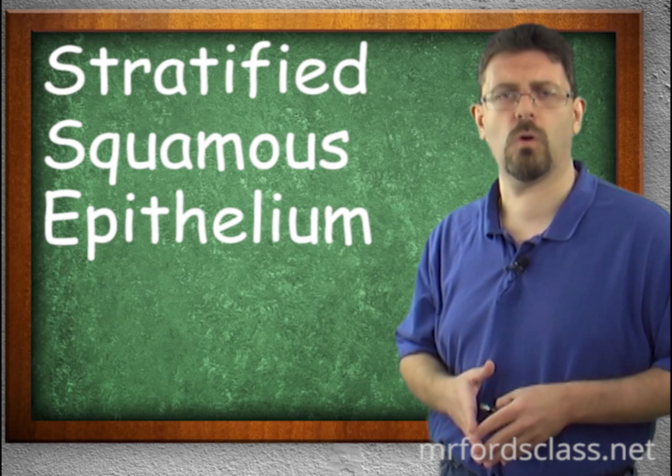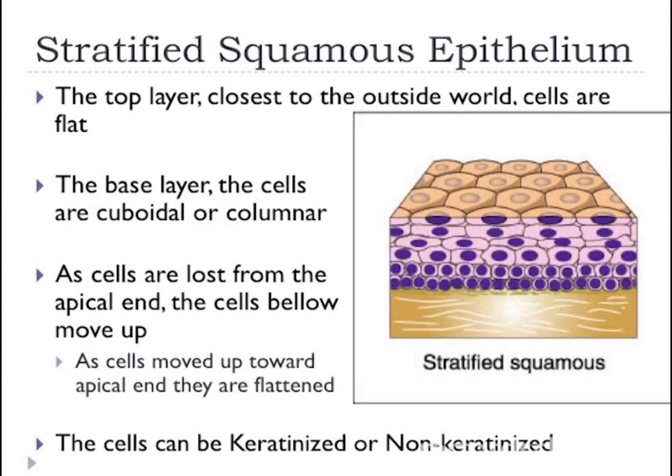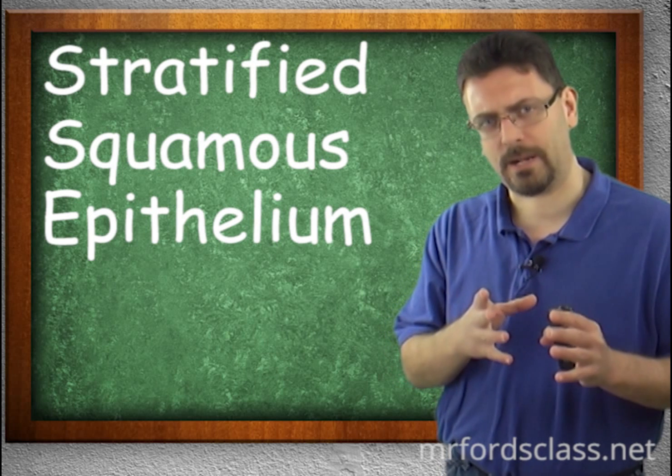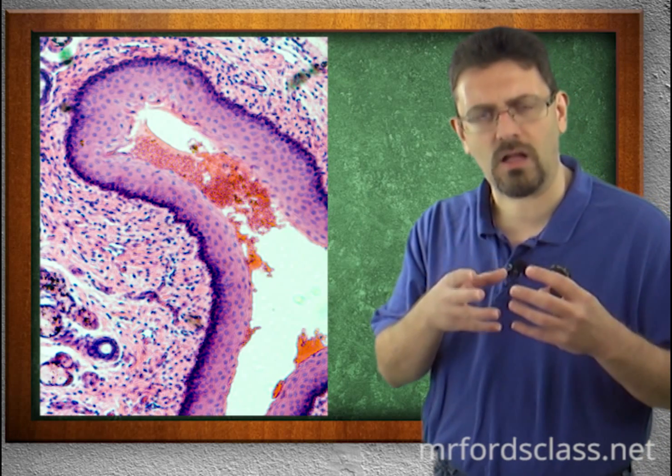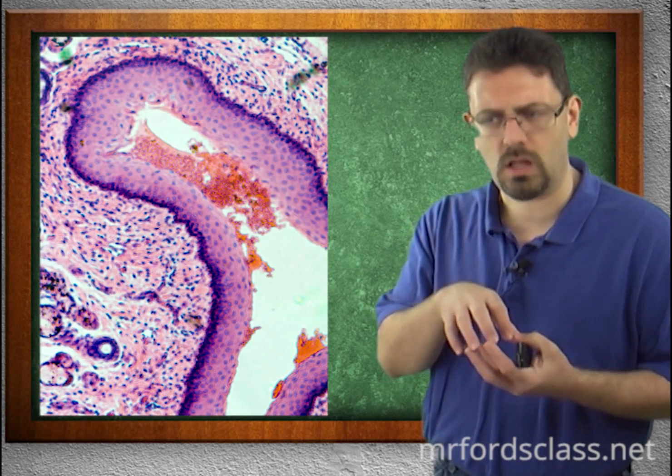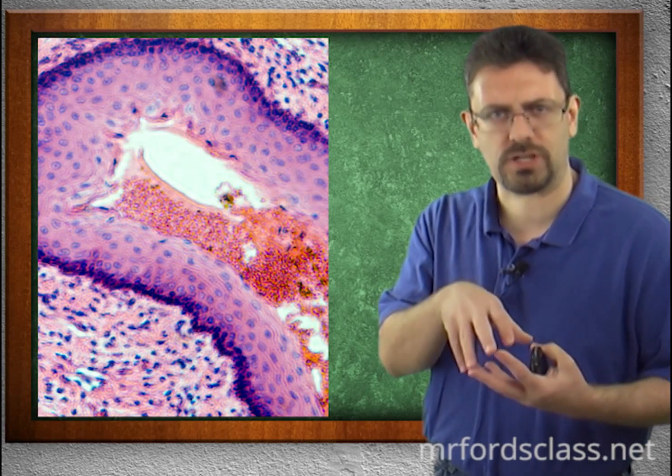Stratified means there's more than one layer. So at the top layer, closest to the outside world, the cells are flat. At the base layer, the cells are cuboidal or columnar. So what winds up happening here is at the basement layer, at the bottom layer, we have the cells that are more cube-shaped, cuboidal shaped, columnar shaped.